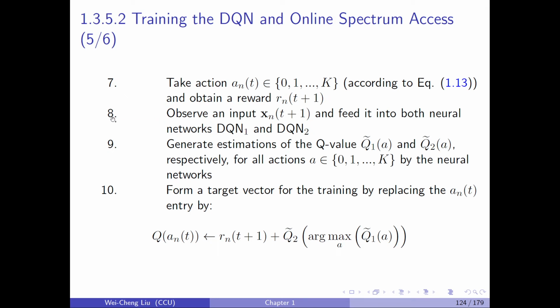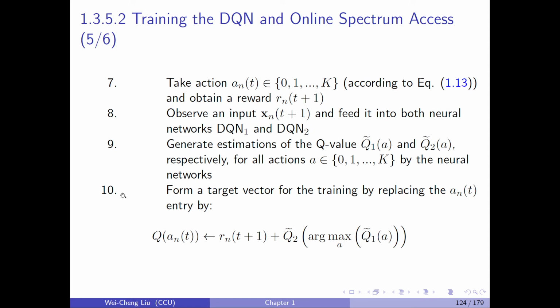The eighth line, observe an input Xn of t plus 1 and feed it into both neural networks DQN1 and DQN2. The ninth line, generate estimations of the Q value, Q1 tilde of a and Q2 tilde of a respectively, for all actions a in the set 0, 1 to capital K by the neural networks.